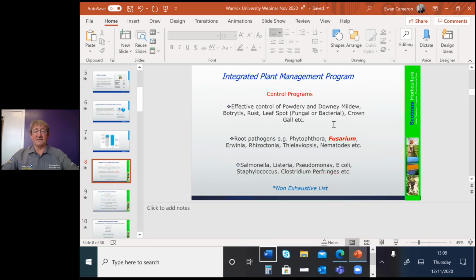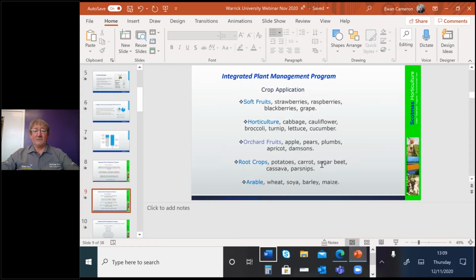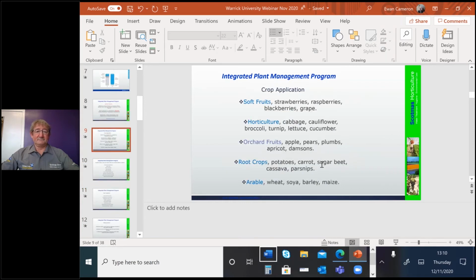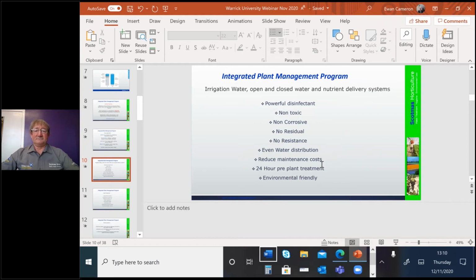Salmonella, Listeria, Pseudomonas, and other bacteria, which are obviously very useful in food processing areas. We see there soft fruits, horticulture, orchards, root crops, even arable, which we started investigating at the start of last year, and we're continuing that this year, and we're seeing some very good results in controlling various infections in arable crops. Irrigation water, dosed water, which is obviously greenhouses, etc., we're very research heavy at the moment.